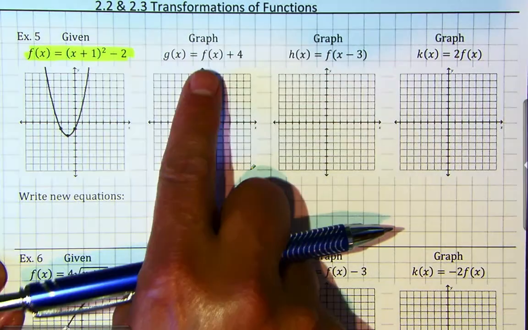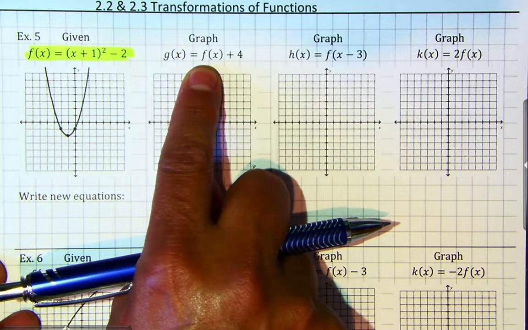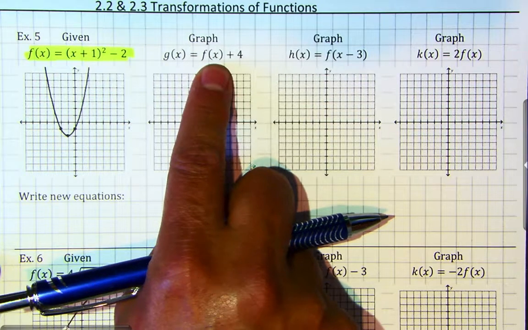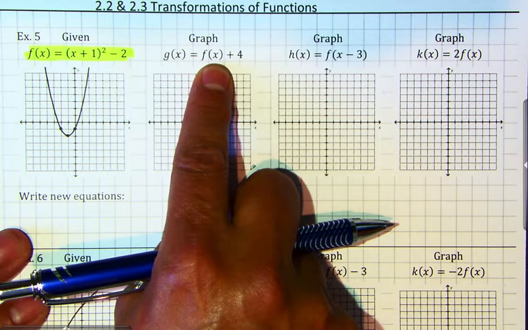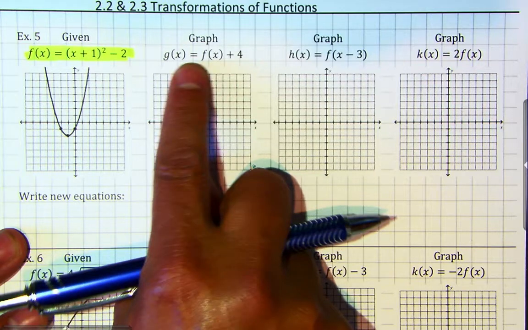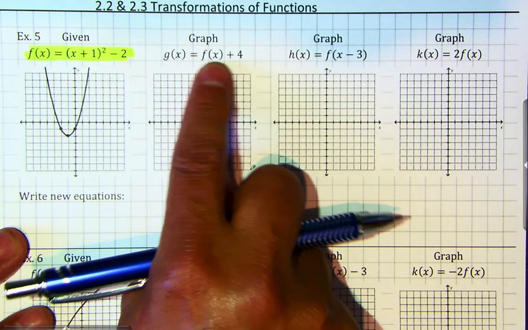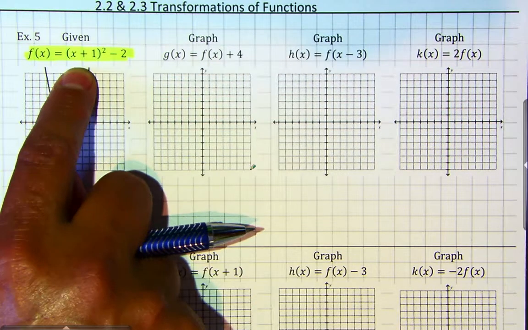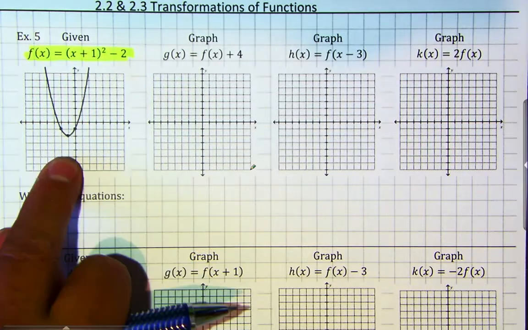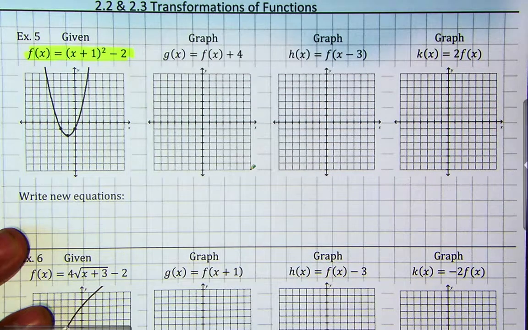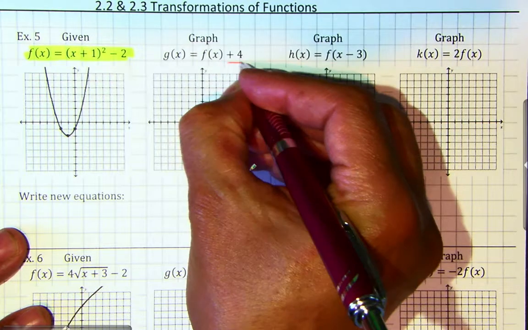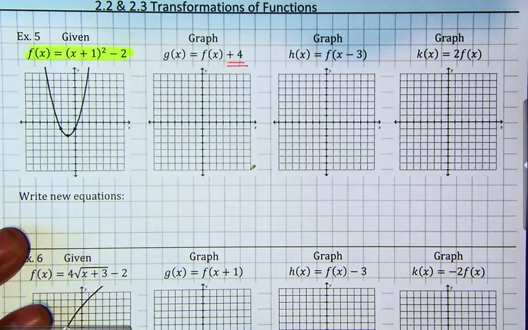And they ask you to graph g of x, which is f of x plus 4. Notice that we covered this notation back in example number 1, but now we're going to do the opposite. Where this used to be your final answer, now we are going to make a change on this graph. So you need to decide, what does a plus 4 do to the graph? The plus 4 is going to shift it up 4 spaces.